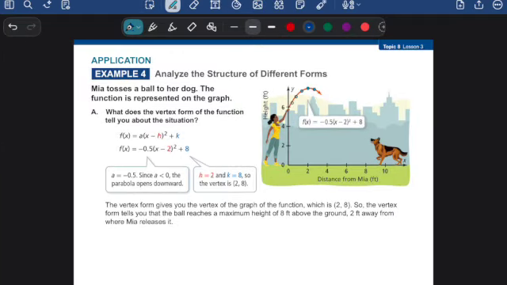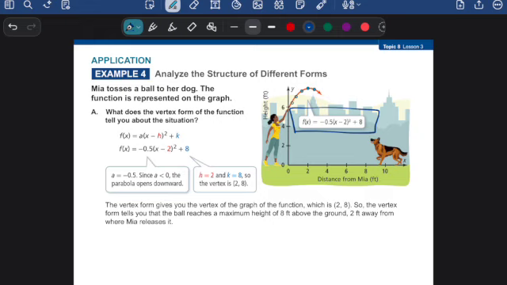Example number 4, another application problem. We have that vertical motion again. She's throwing a ball up in the air, and then it reaches its peak and comes back down because of gravity. And here's the function for the height and the travel, the distance away from her that ball travels. So can we figure out the vertex form from that?